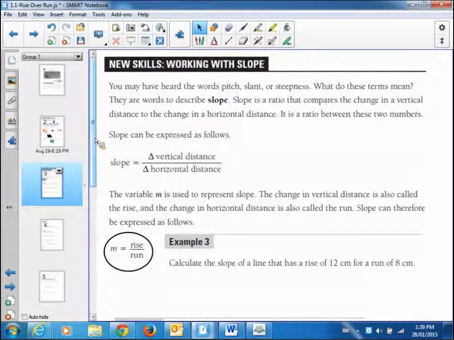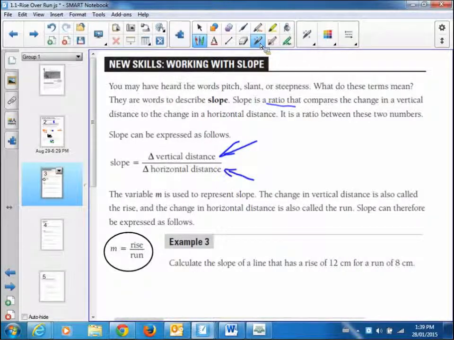So slope. I've already talked about it with the other guys. There's a crossover lesson today. But with you guys, what we're going to say is pitch, slant, steepness. They're all talking about the slope of something. It's a ratio that compares your vertical to your horizontal distance. And we put the vertical distance over the horizontal like that. In better words, the rise, the up and down, over the run, the left and right.